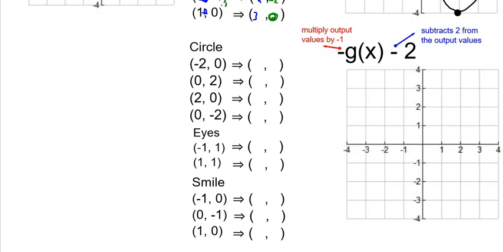So we're going to multiply the outputs by negative 1 and subtract 2 from them. So nothing happens with the inputs at all. We're going to be multiplying by negative 1, again just keeping track of what we did. And then after we do that, we're going to subtract 2 from that answer, from each one of them.